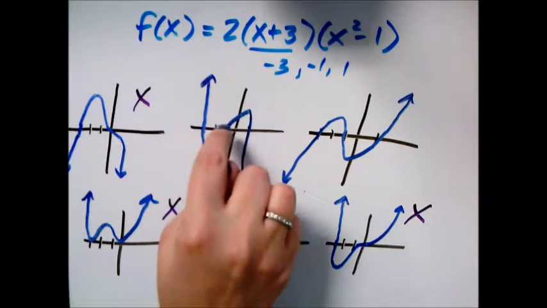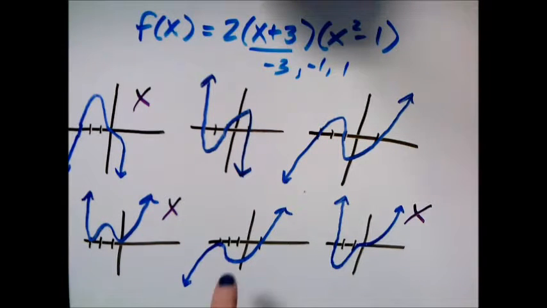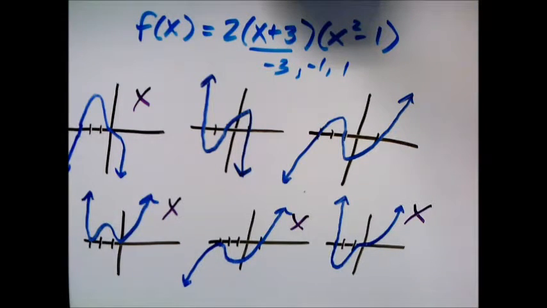Here's one that looks like -3, -1, and 1. This one, -3, -1, and 1. This one has -3 and 1, but not -1, so that one's out. So notice we only looked at zeros and we're just down to 2 graphs already. Okay, so which one of these could it possibly be?